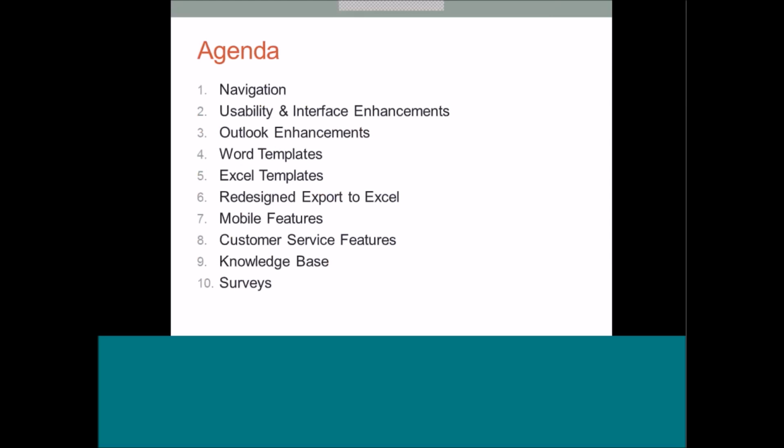So as far as our agenda, the top 10 things we're going to go through: one, I'm going to start with navigation and just go through some quick things about how the navigation has changed. We'll talk about some usability and interface enhancements, so some things that make navigating the interface better for users in 2016. I'll talk about some enhancements to Outlook. We'll go through Word templates and what's changed with the Word template functionality. And then I'll talk about Excel too. So we have Excel templates, which are brand new in 2016. And then we also have a redesigned export to Excel too and some new features there that I'll walk through.